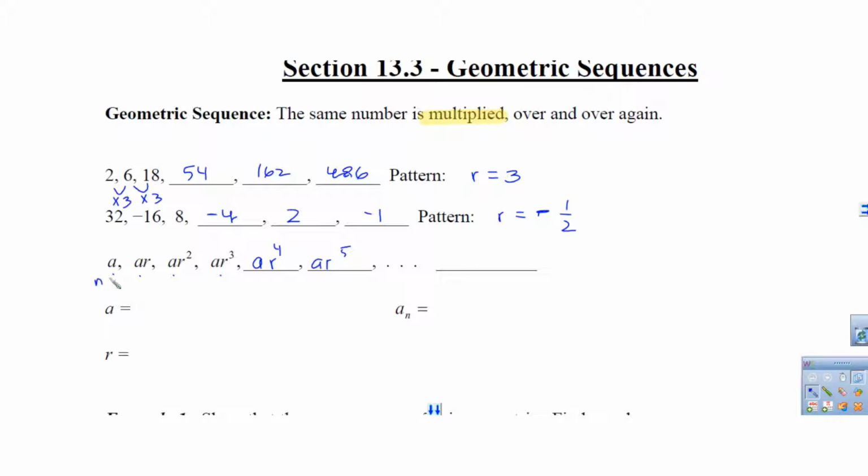So right here, N is 1. Right here, N is 2. Right here, N is 3. Right here, N is 4. And right here, N is 5. And right here, N is 6.